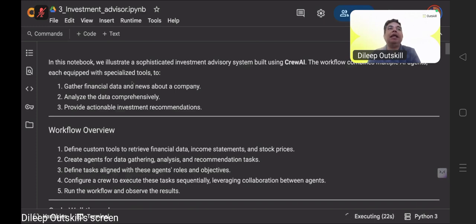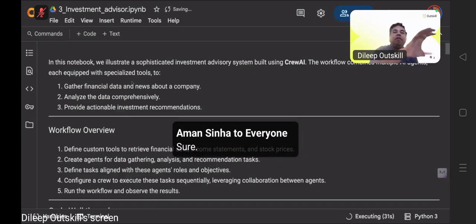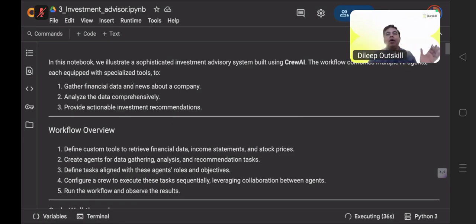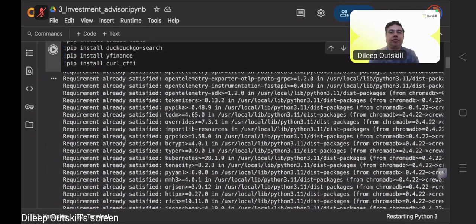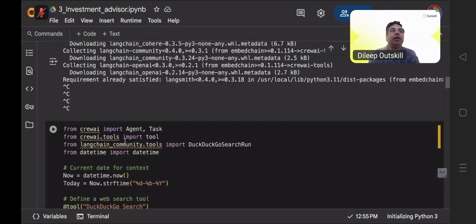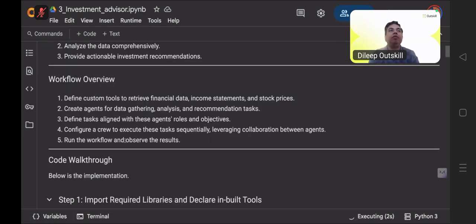Then I'm going to create agents for data gathering, analysis, and the recommendation task. So the first task I'm going to do is the data gathering task, which will actually do the data gathering. Then it will do the analysis, bringing all the insights together. Then a recommendation agent, which will look at the analysis and recommend whether you have to buy, hold, or sell a given stock. Then you define the tasks aligned with this. So you define the tasks with all of these agents. Then you configure the crew and you will run it.